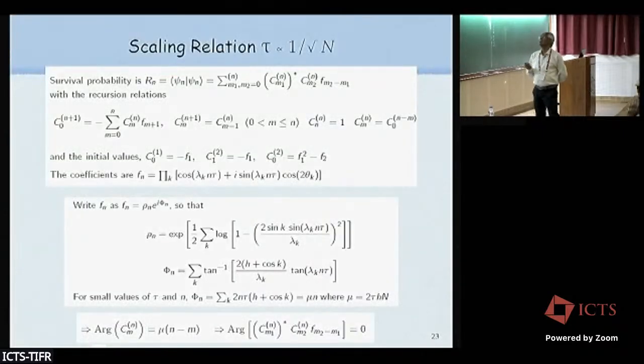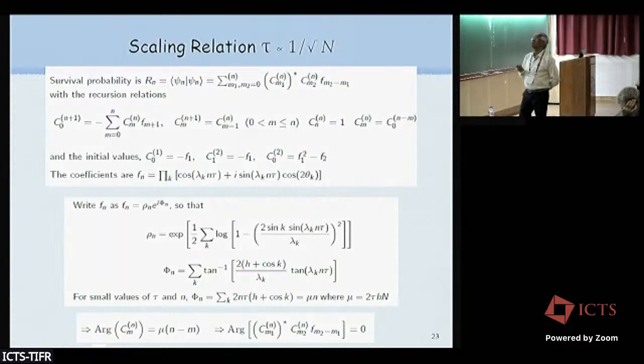This scaling relation can also be derived analytically, because the survival probability is this. This is from my previous slide. This was the expression for survival probability, and the recursion relation was this. So you see, the F coefficients were important, and the expression for the F coefficients was this.